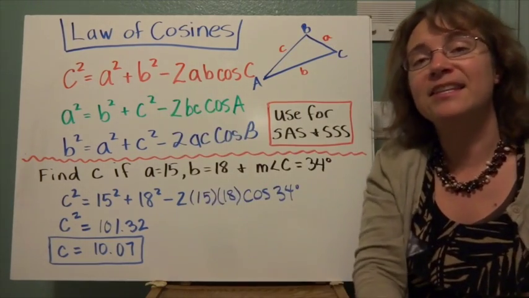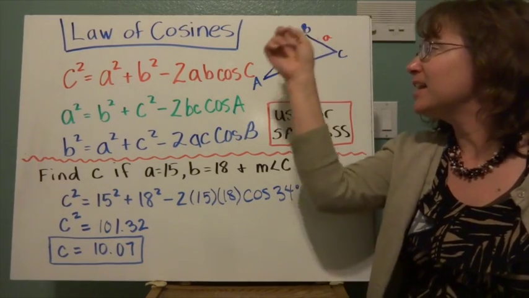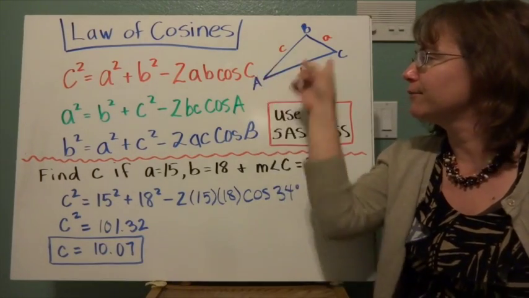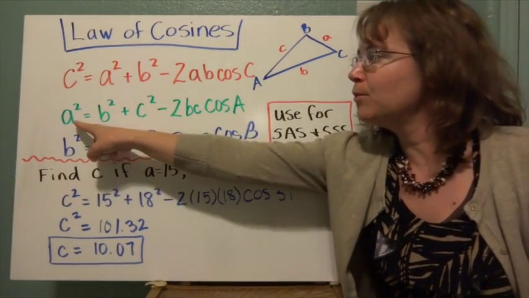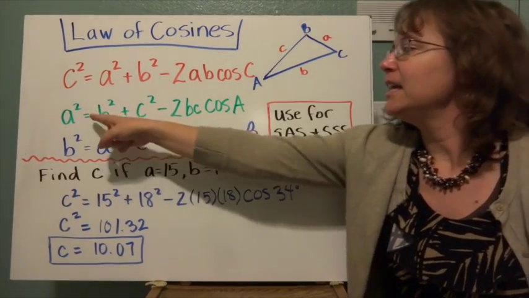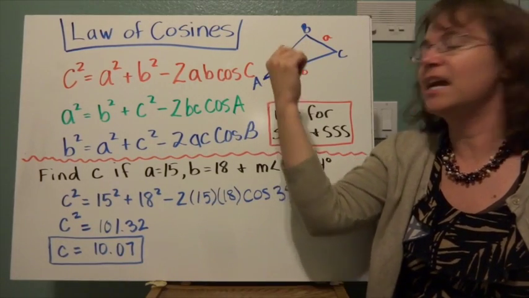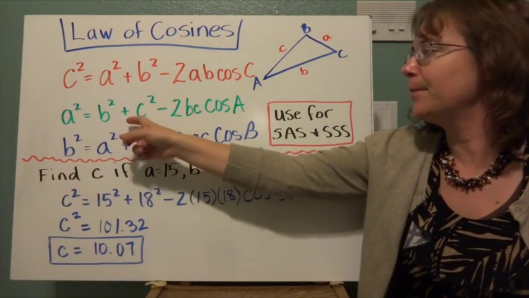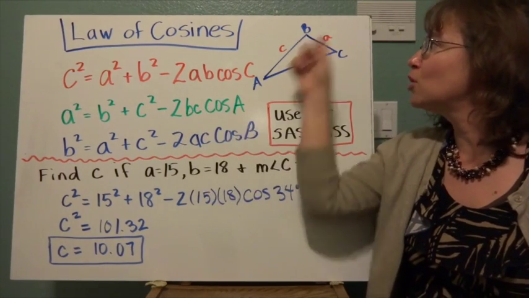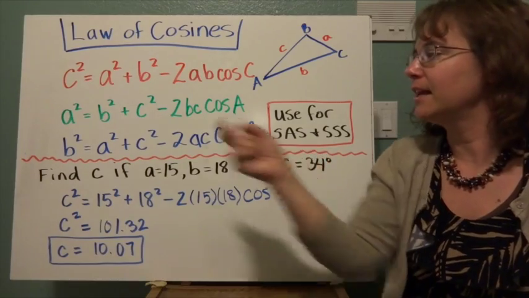So we could rewrite this in lots of different ways depending on what side lengths are given, and that's just for this triangle right here. It could be a different triangle with different labels, but we could rewrite it as a squared, so we're looking at this side length, equals b squared plus c squared, the squares of the other sides, minus 2 times b times c times cosine of a. So it's that angle opposite the side length.